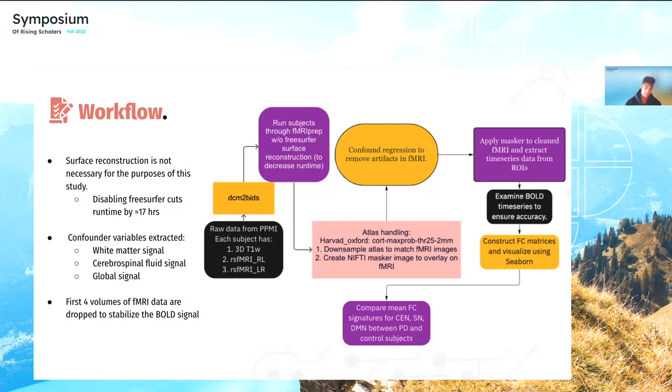The compound regression, removing covariates, is extremely important for fMRI studies because without removing artifacts or noise that can cloud the BOLD signal, your results would be heavily skewed and not accurate. The confounding variables being extracted are the standard white matter signal, the cerebrospinal fluid signal, and global signal.